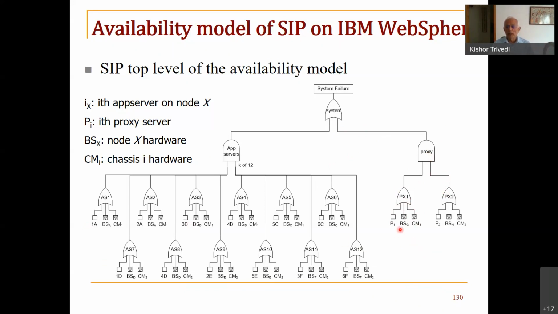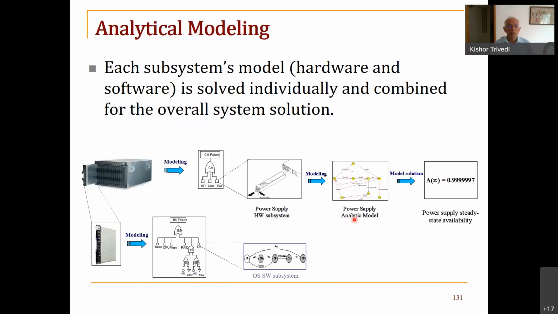Notice, however, that the chassis common is common between many different subnodes here, and therefore there's a repeated event. So repeated events are very common here, and that's why we chose a fault tree rather than a block diagram. And then we developed, at the lower level, some submodels which are fault trees, and at the bottommost level, there are Markov chains.